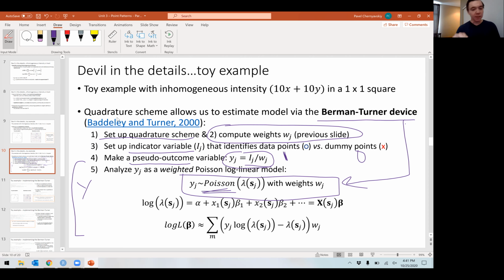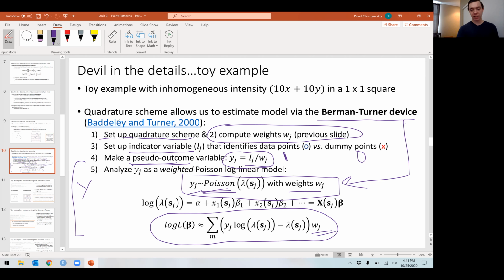So clearly nothing spatial. There's no variance covariance matrix. There's no spatial correlation function. This is just a weighted Poisson with a fake outcome variable. It's incredible. So what it all boils down to is you take this log likelihood and approximate it like this.